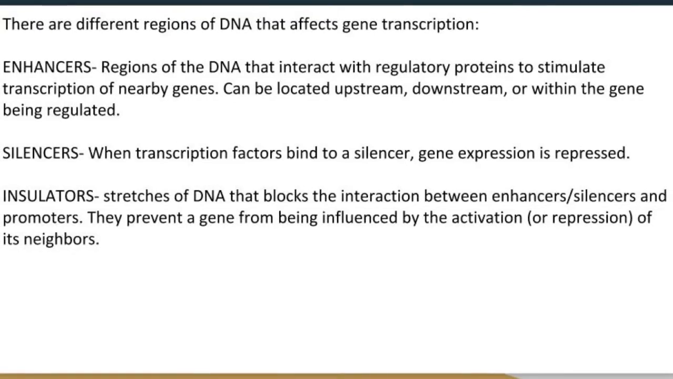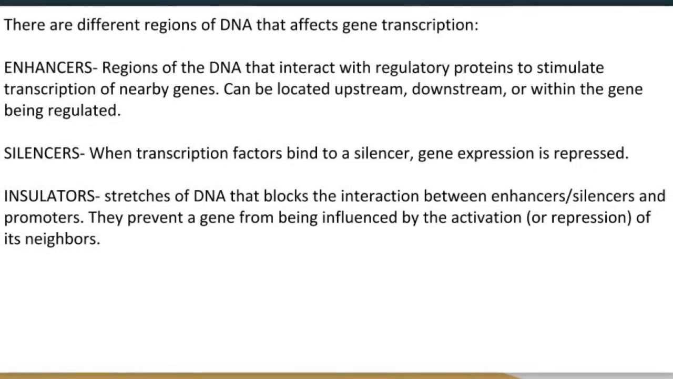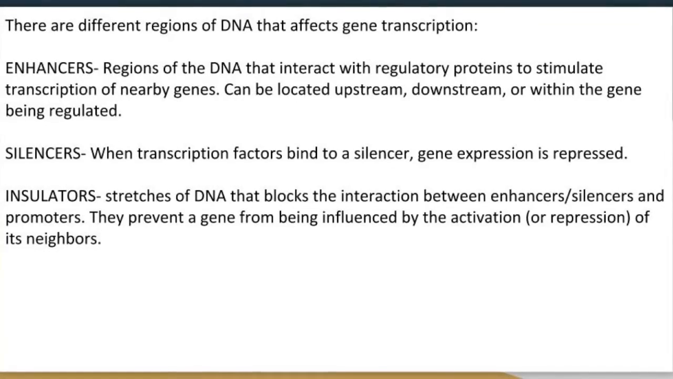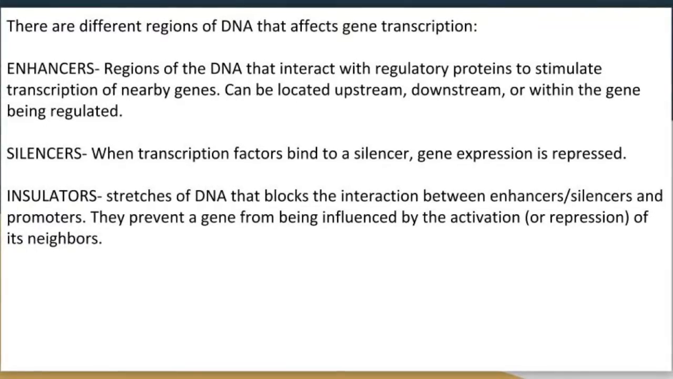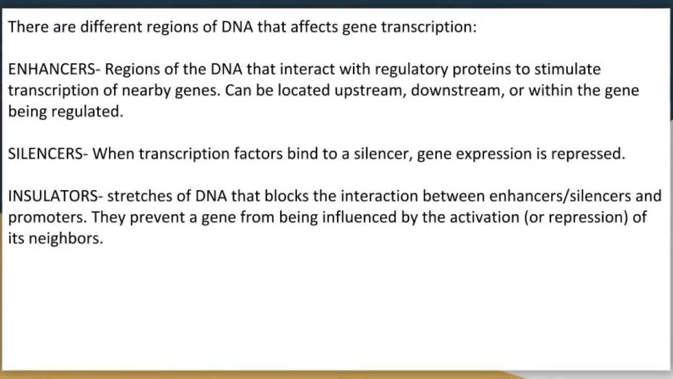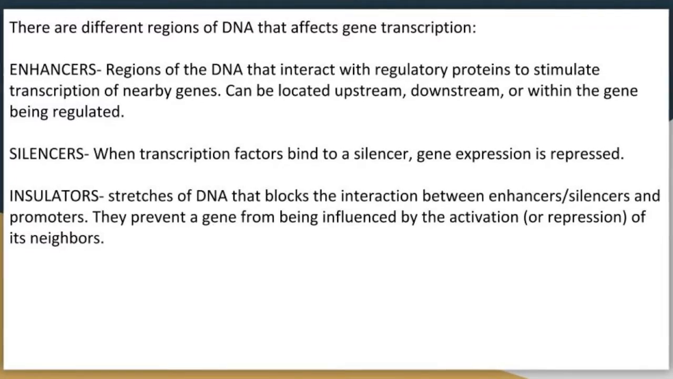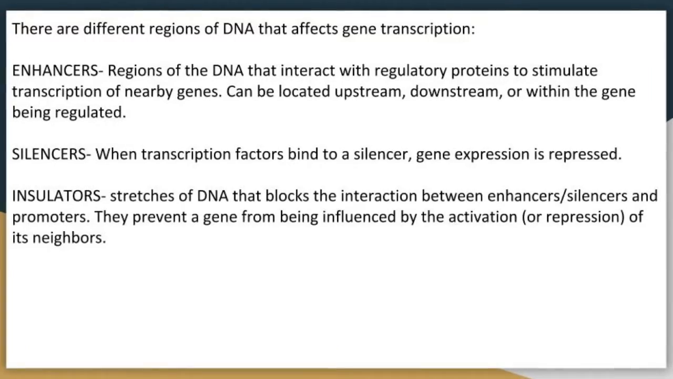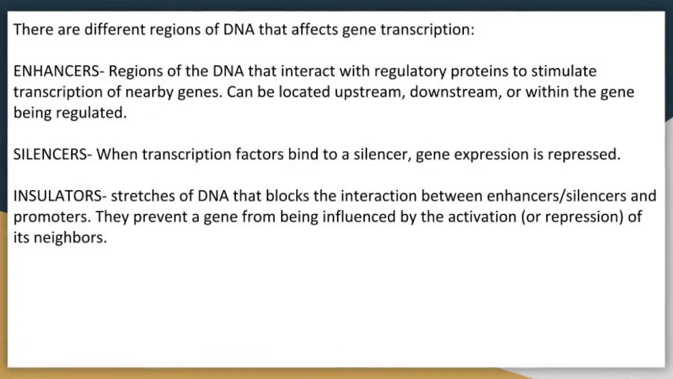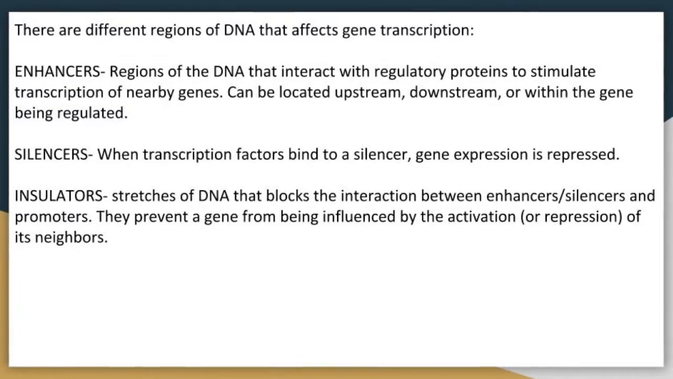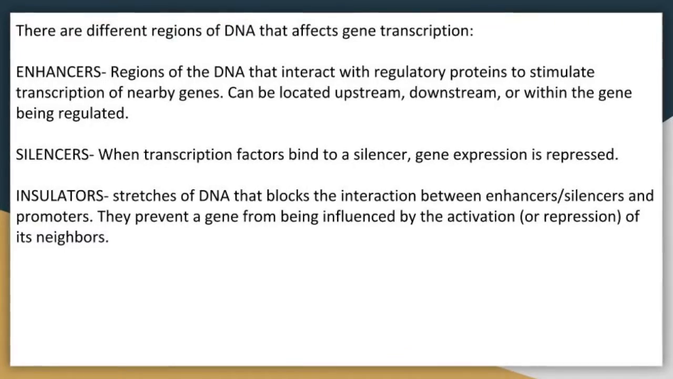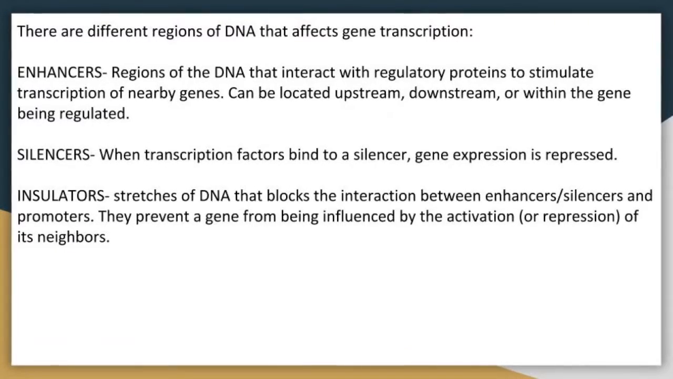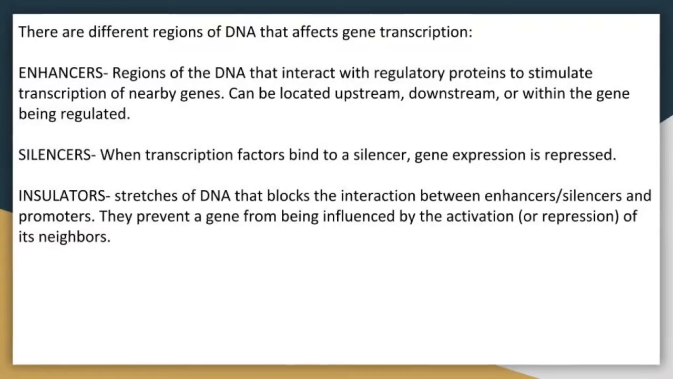Silencers are control regions of DNA. When transcription factors bind to a silencer, gene expression is repressed. They may be located thousands of base pairs away from the gene that they control. Insulators are stretches of DNA that block the interaction between enhancers or silencers and the promoters. They prevent a gene from being influenced by the activation or repression of its neighbors. They can be as few as 42 base pairs away.